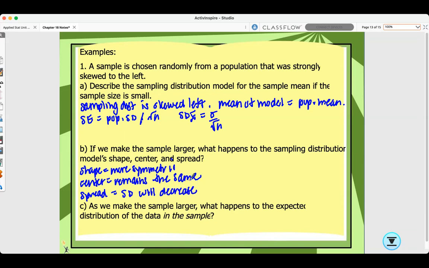As we make the sample larger, what happens to the expected distribution of the data in the sample? Hopefully you would think something like the distribution will resemble the population distribution. So the sample distribution will resemble the population distribution.